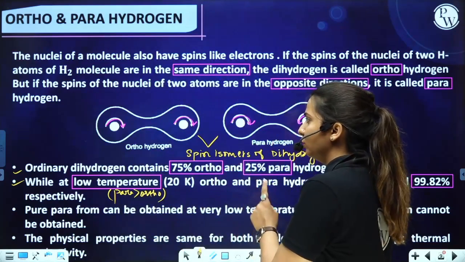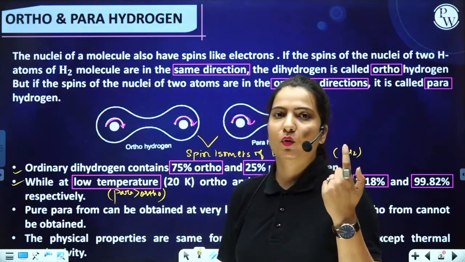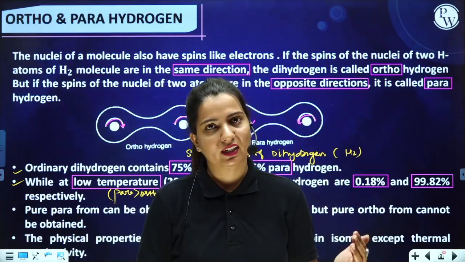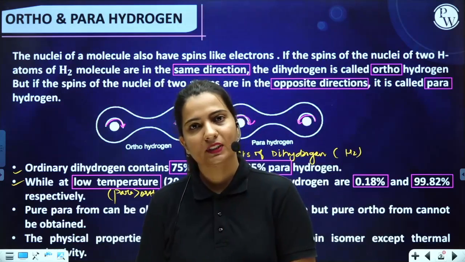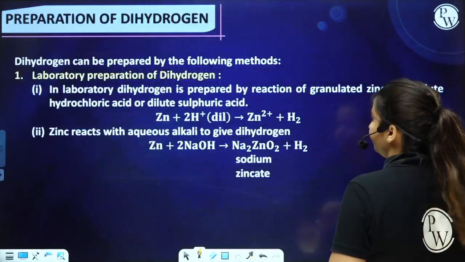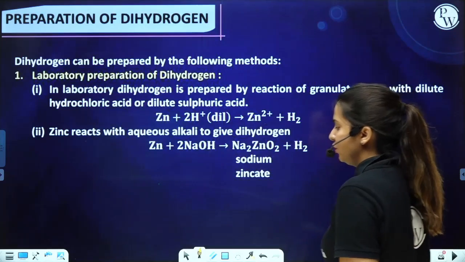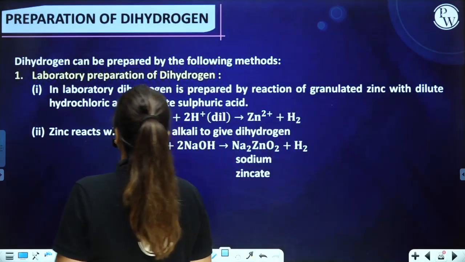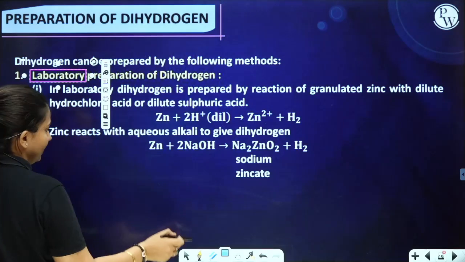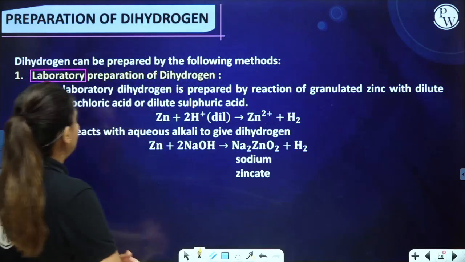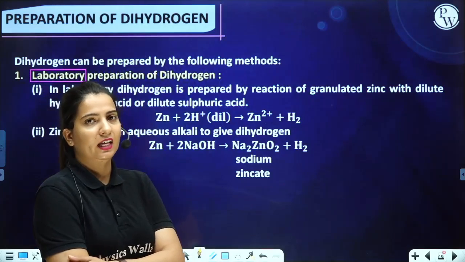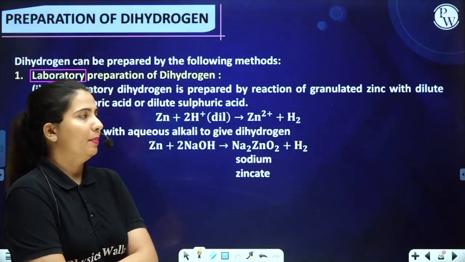These are the spin isomers. There is a difference in the spins of the one and the other hydrogen atom. If they have the same spin of the nucleus towards one direction, they are ortho. If in the opposite direction, they are considered as the para. Okay. Let's move forward. Now we have the preparation of the dihydrogen. Dihydrogen can be prepared by the following methods, in which the laboratory preparation method is the first one. In laboratory, dihydrogen is prepared by the reaction of the granulated zinc with the dilute acids, maybe HCl, maybe H2SO4.